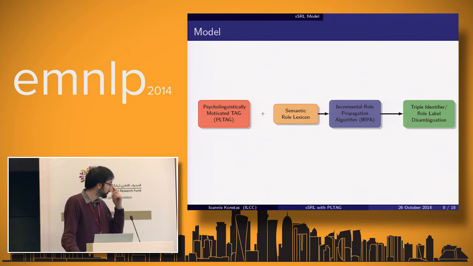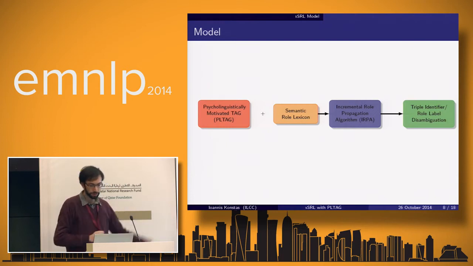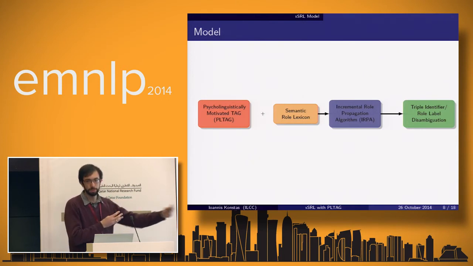The way that we're going to do it is going to be syntactic based. We're going to use a variation of a tree adjoining grammar parser called psycholinguistically motivated tree adjoining grammar, which is going to provide us with a fully incremental and fully connected parse as you go along for each word. Since this is a lexicalized grammar, we are going to augment the syntactic lexicon with semantic roles. Then we feed these into the so-called incremental role propagation algorithm, which emits semantic role triples, both complete and incomplete, as we go along for each word.